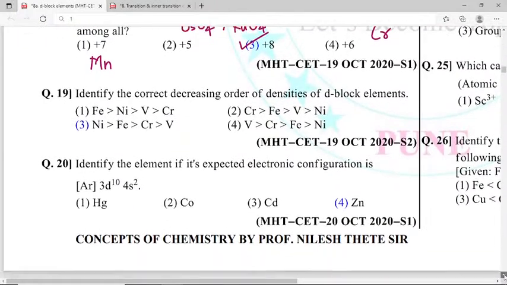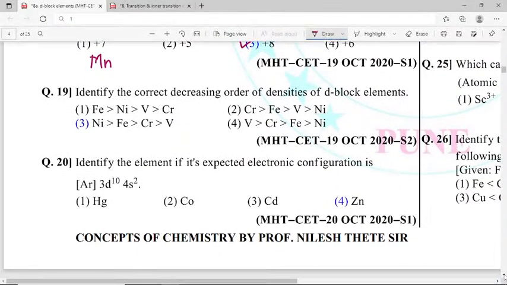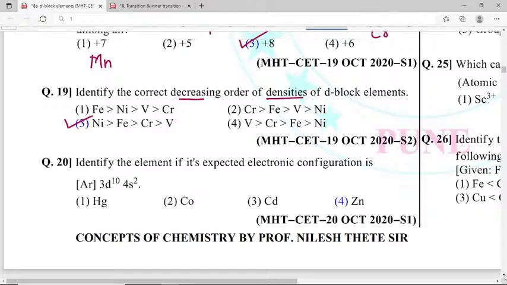Vanadium +5. Identify the correct decreasing order of densities. Decreasing order of densities: vanadium, chromium, iron and nickel.